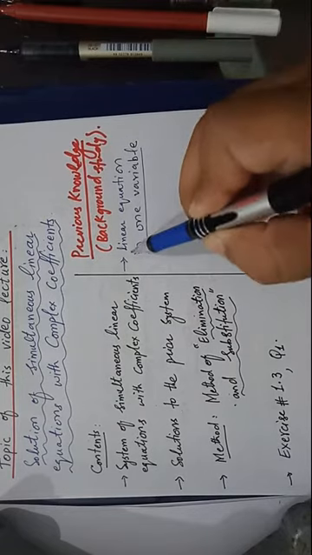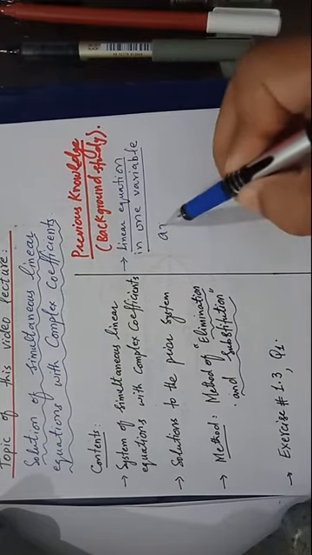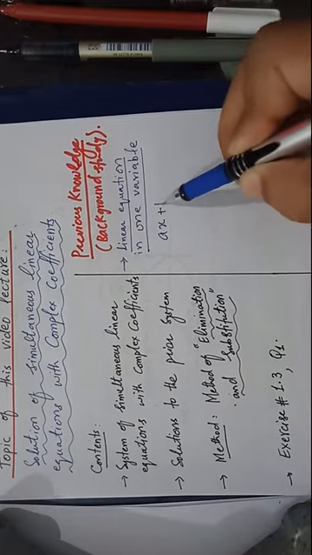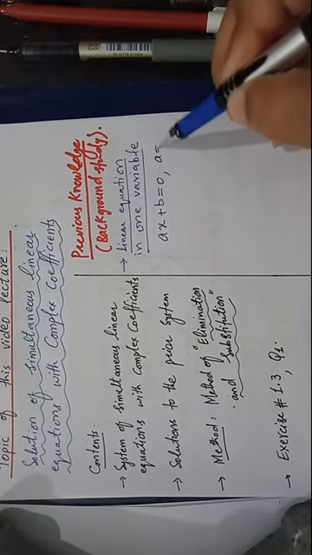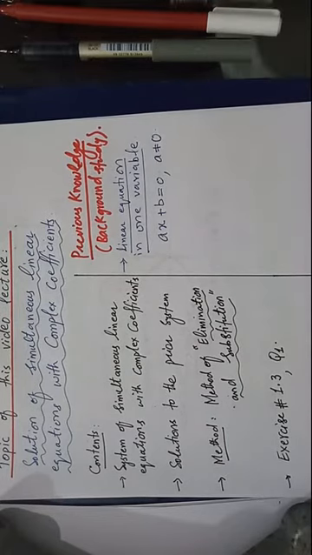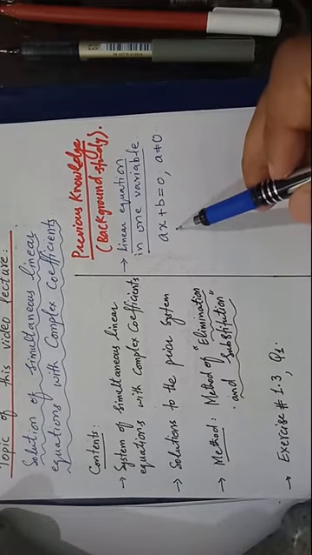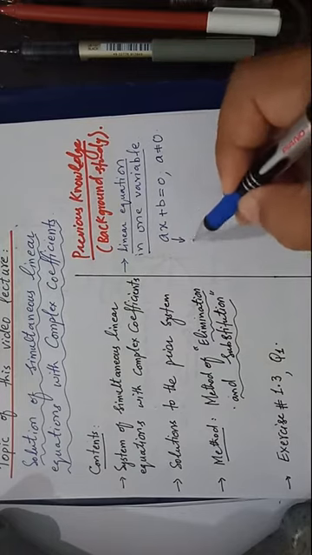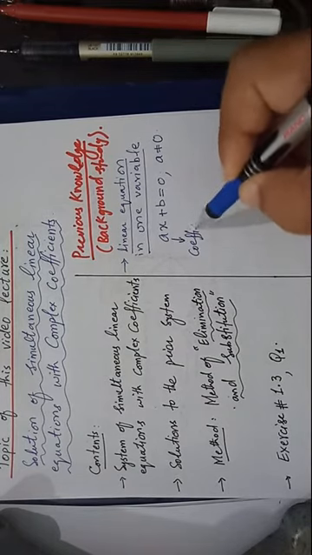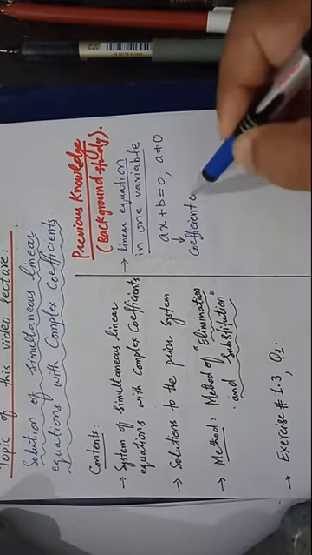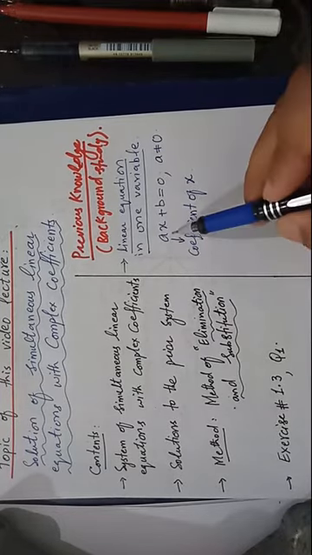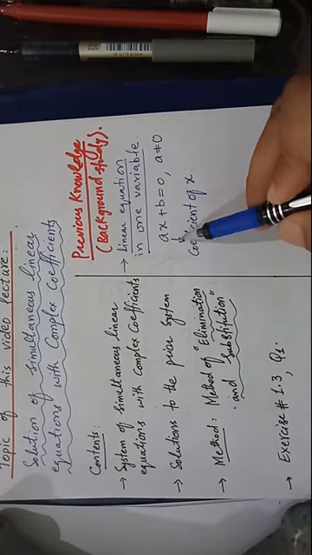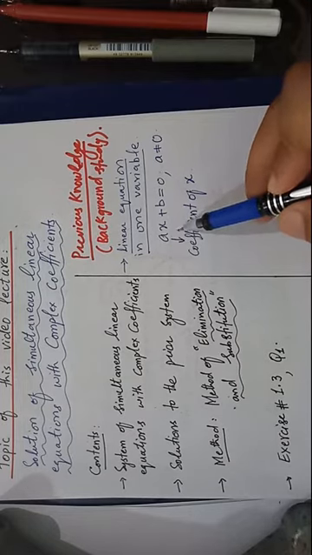So the general form of a linear equation in one variable is ax plus b equal to 0, where a is not equal to 0. So this is a linear equation in one variable. This a is called the coefficient of x. A constant number which is multiplied to the left of a variable is called the coefficient.